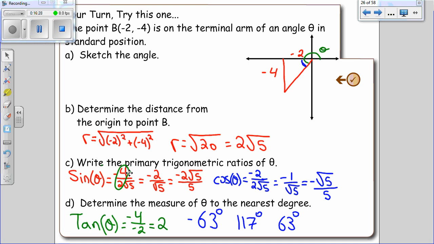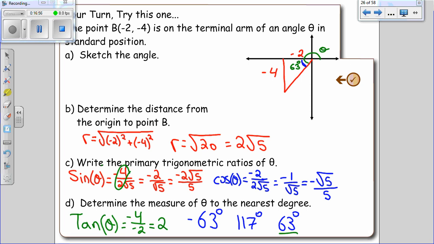Negative 63 makes no sense for a reference angle, because reference angles are always positive. 117 makes no sense for a reference angle, because just looking at this, there's no way that's 117. It's got to be less than 90, which is what a reference angle is. The correct answer would be 63 degrees for that reference angle. How would you know that that was the correct answer?